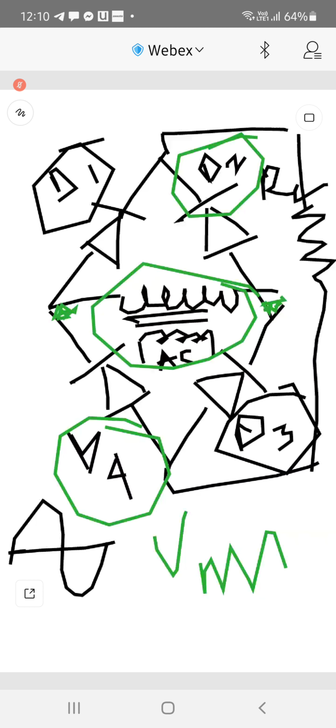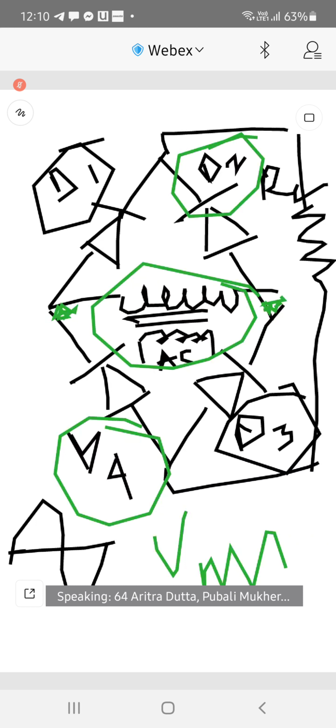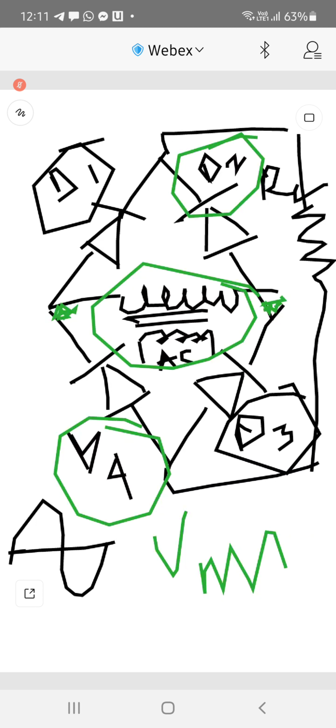Point number 2, it is difficult to locate the center tap of the secondary winding. So these are 2 main disadvantages of the center tap. It is difficult to locate the center tap on the secondary winding.